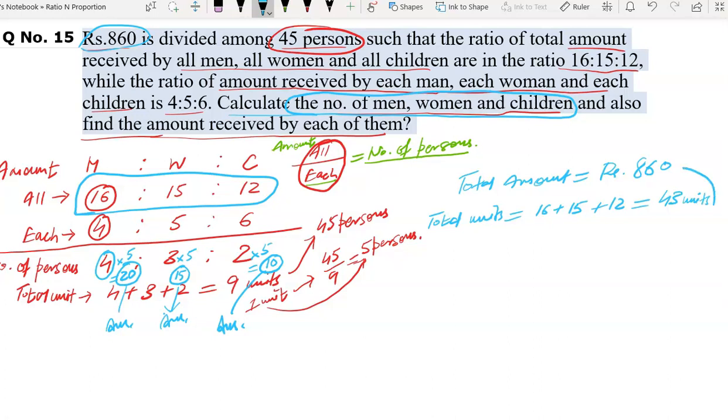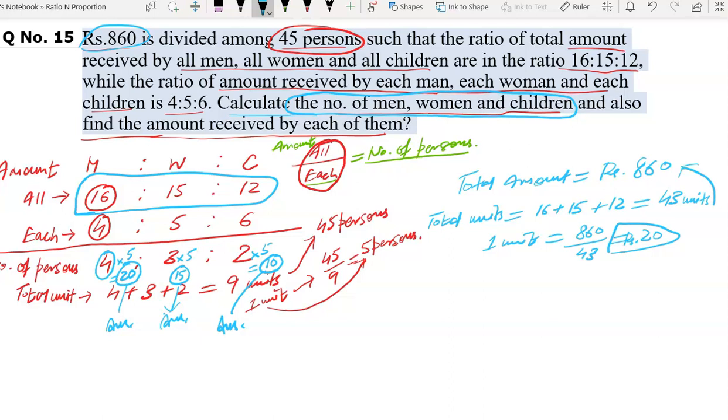So 43 units represent rupees 860. So 1 unit will represent how much? 860 divided by 43. 43 into 2 is 86, so 20. So 1 unit represents 20 rupees.